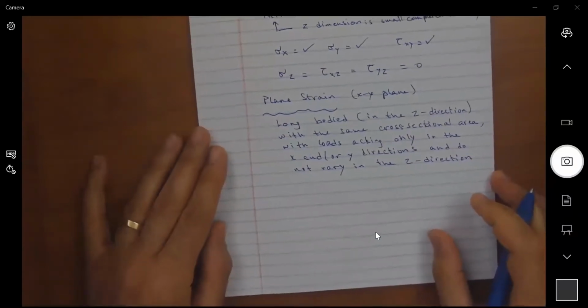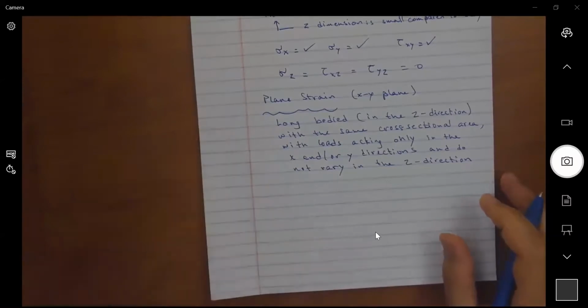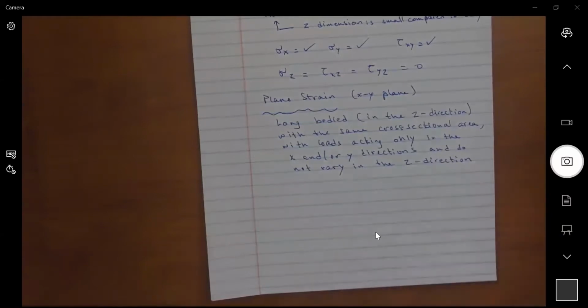Would plane stress apply to pressurized tanks? Like hoop stress, hoop strain, is that kind of the same idea or no? Yeah, tanks could have, if they have end caps, then they would also have stresses in the longitudinal direction. So that does not directly apply.